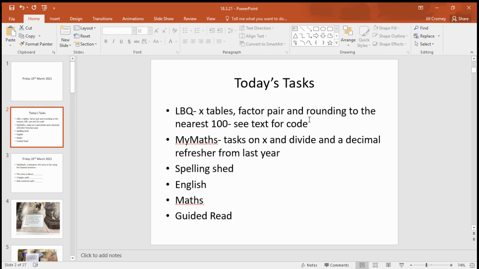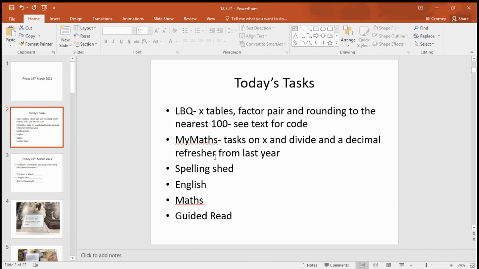The final task today is rounding to the nearest 100. So if we're thinking about rounding to the nearest 100, we would always look at the tens column to help you do that. And the code for this LBQ today should have been sent to you via text. If you have any problems accessing those, if you could just drop me a message on Dojo and I can send that to you directly.